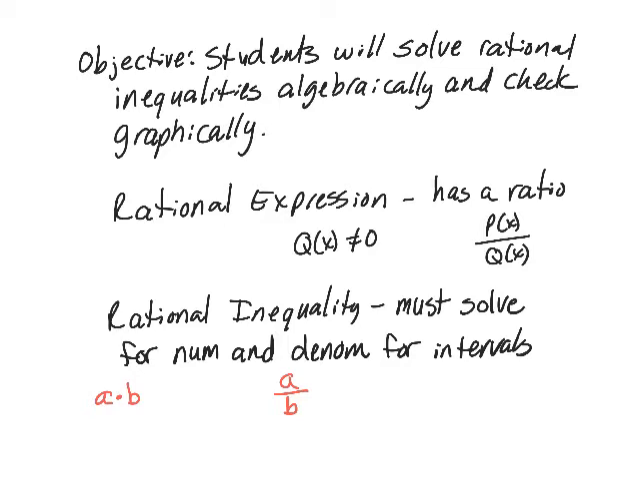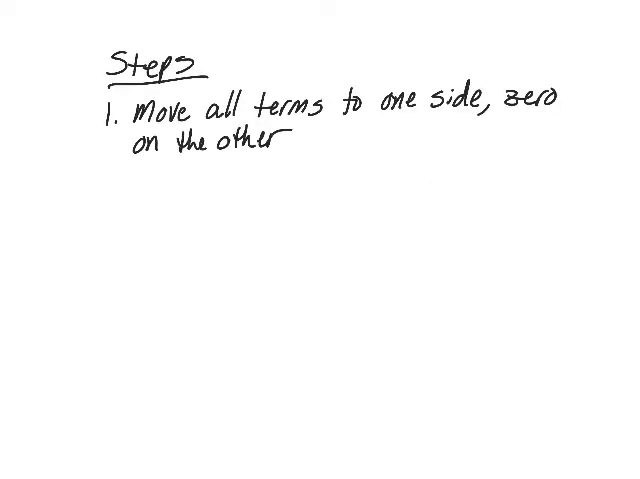So the work is similar to solving a quadratic inequality. We just have to be careful with the denominator because it cannot be equal to 0. So we'll list out some steps first, and then I'll work through an example or two. The first step is you want to move all your terms to one side, so you have the 0 on the other side.